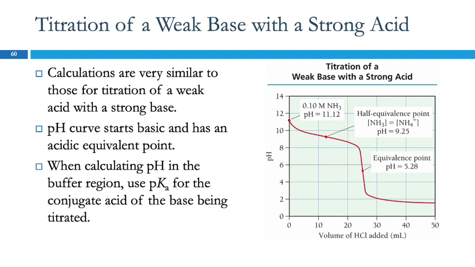So what about titrating a weak base with a strong acid? The calculations will be similar. The initial pH, you're looking at a weak base solution. Here, you're going to have a buffer again, and the half equivalence point pH will give you the pKa. At the equivalence point, then you're starting to have an acidic solution. You're looking at the conjugate acid.